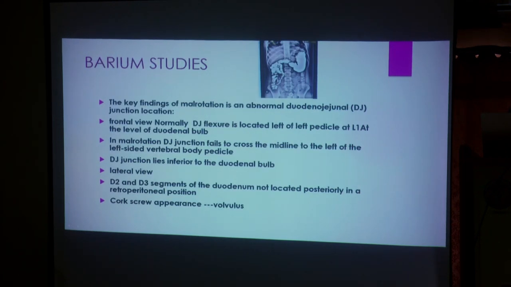So the idea of barium study is to detect the DJ flexure. That's the role of barium study. In this case it's very easy since it's a complete non-rotation. Otherwise, the normal location of the DJ flexure will be at the level of the L1 vertebra, to the left of the left pedicle, usually at the level of the duodenal bulb. So the idea of barium study is to identify any deviation from that, whether an inferiorly placed duodenal bulb or inferiorly placed DJ flexure or towards the right side, which is diagnostic of a malrotation. If it's associated with the volvulus, then the classical sign, the corkscrew sign, will be seen.